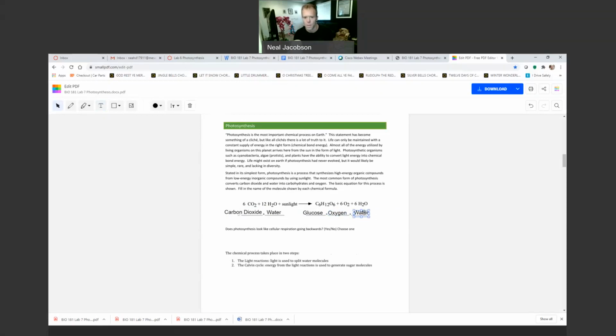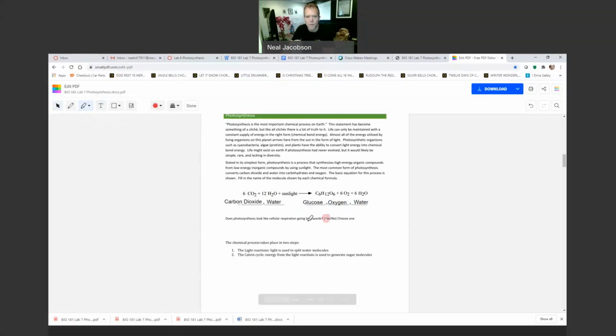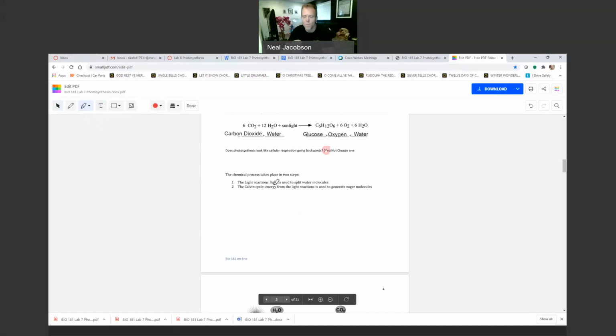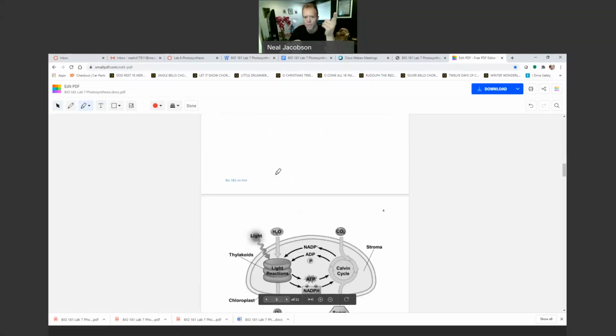All right, so does photosynthesis look like cell respiration going backwards? You bet it does. The chemical process takes place in 2 steps. Even though it's shown in one reaction above, there are the light reactions, and then there are the dark reactions, and we're going to talk about those next.